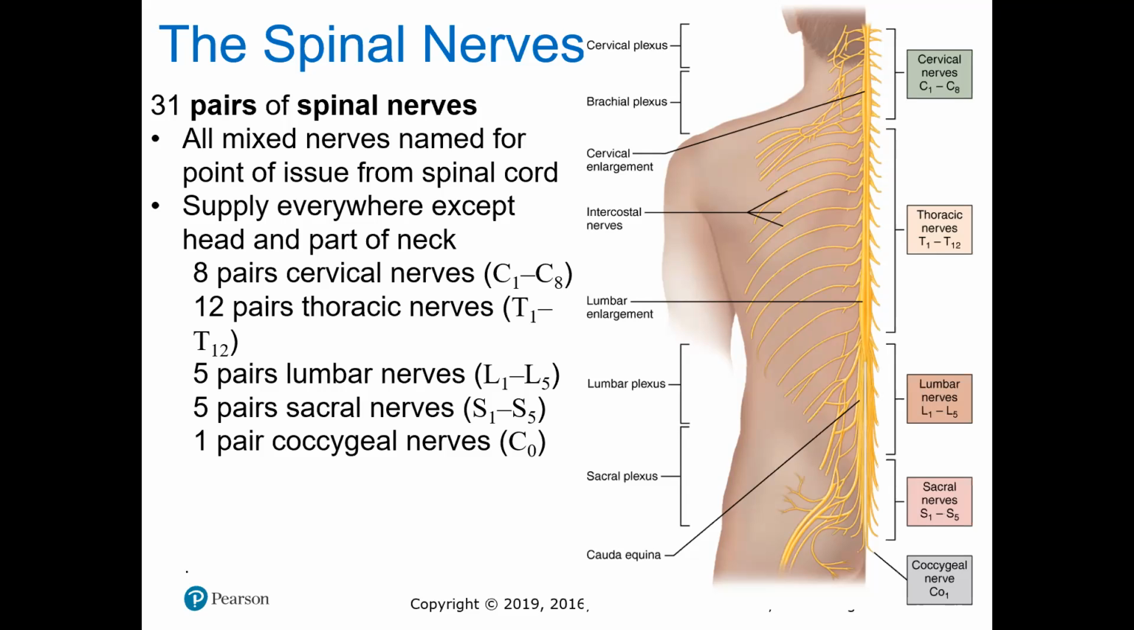These 31 nerves are paired. They both have a motor output and a sensory input on each side. So you have 31 pairs of nerves, and each pair has both a sensory and a motor component. You've got 8 in the cervical region, 12 in the thoracic region, 5 lumbar, 5 sacral, and 1 coccygeal.